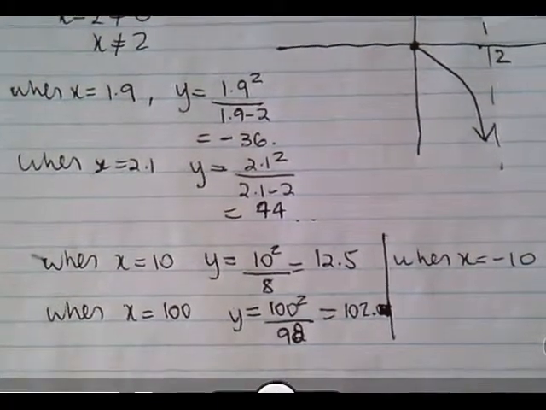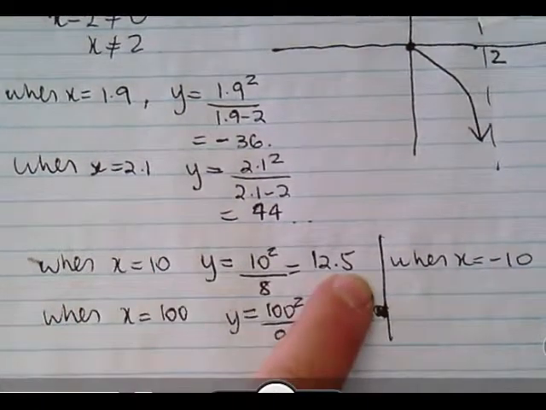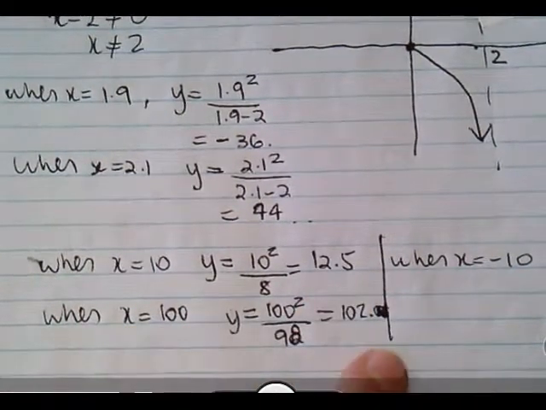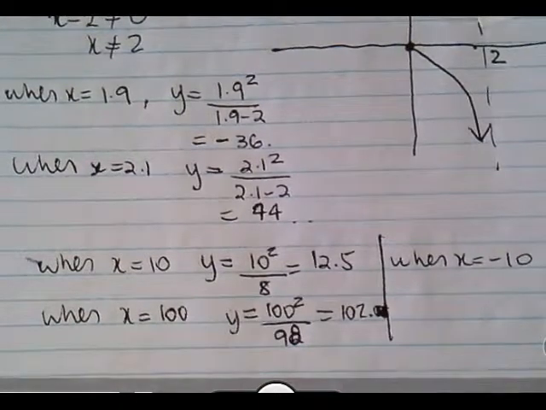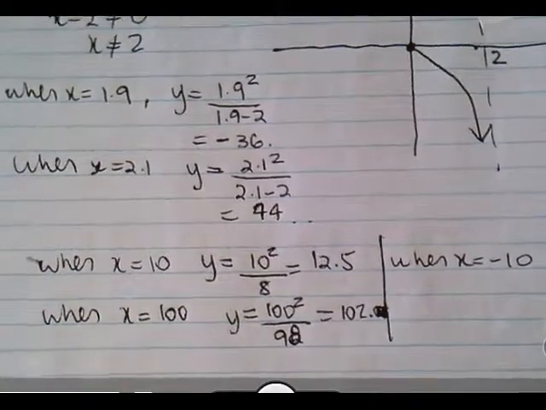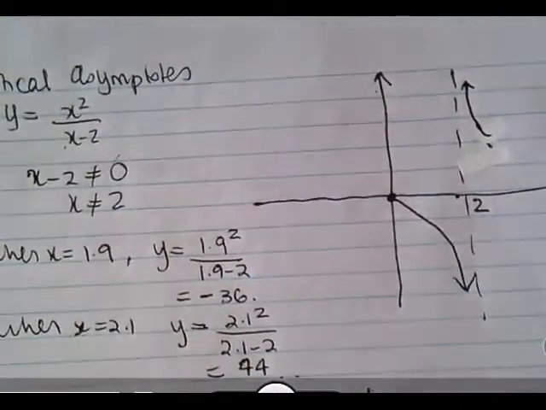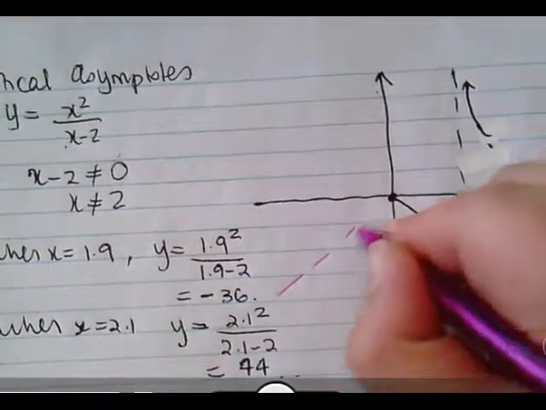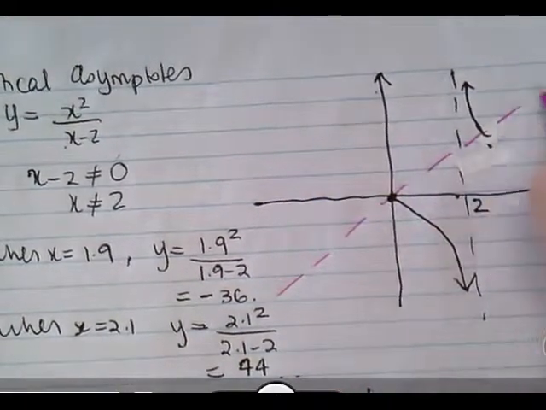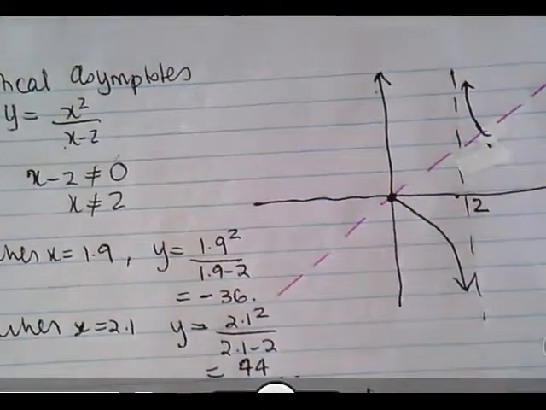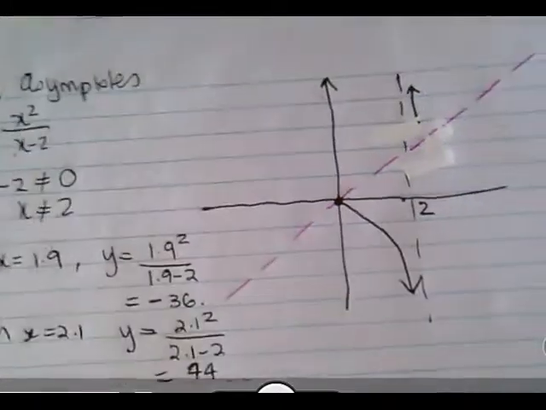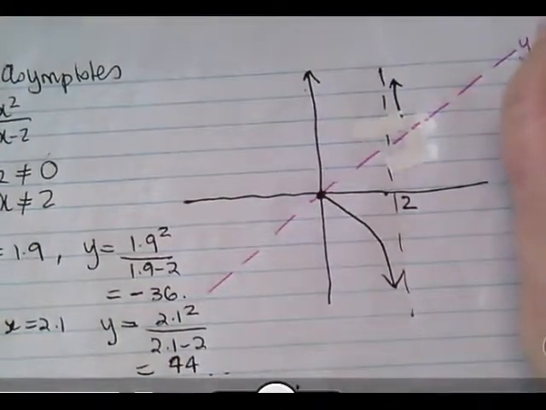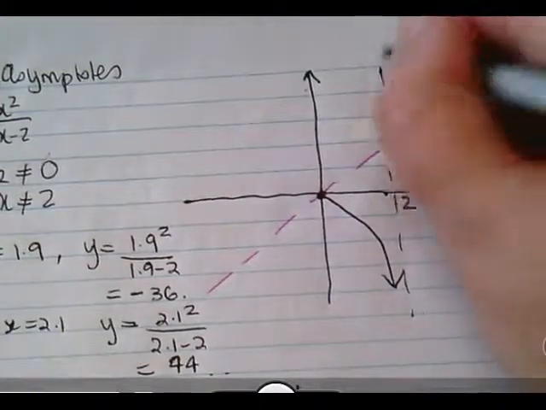So girls, when x is 10, y is 12.5. When x is 100, y is 102. It seems like the y value is a little bit bigger than the x value every time. Now, everyone okay? I told you about the horizontal asymptote, y equals x. So I'm going to draw it in, and I'm going to fix this up. Is the line y equals x? Now, I'm going to draw this a bit higher up.